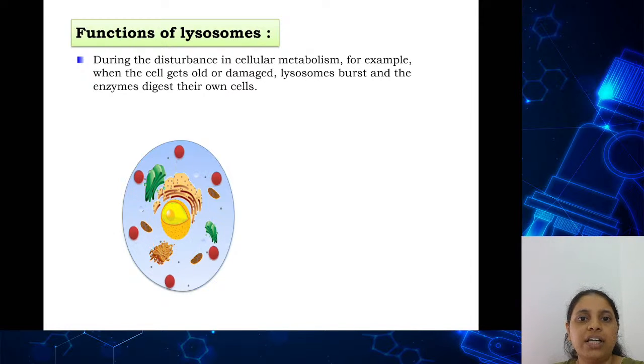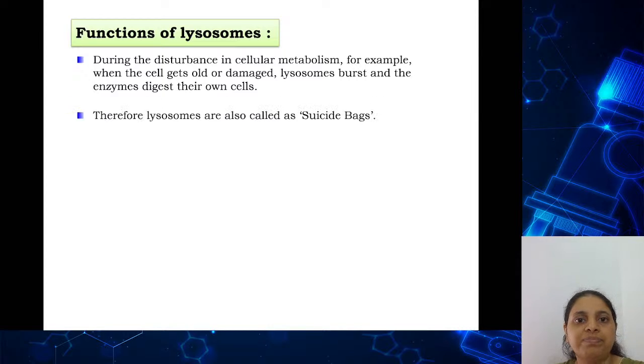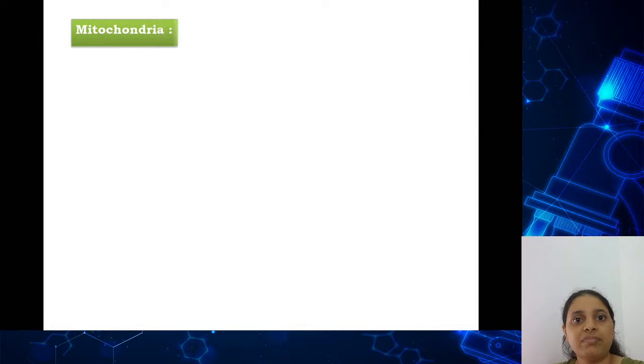Right, everyone? Here again we can see the lysosomes. The enzymes are released by the lysosomes and they degrade the cell itself. Right? Therefore, lysosomes are also called suicide bags of the cell as they are responsible for killing the cells in which they are present. Now the next cell organelle, that is mitochondria.